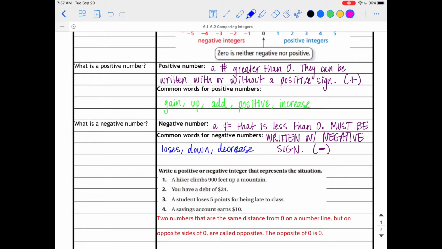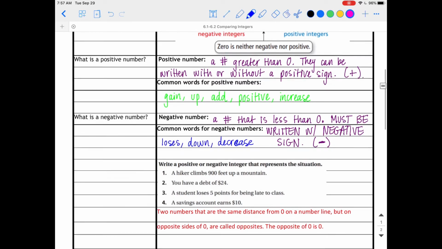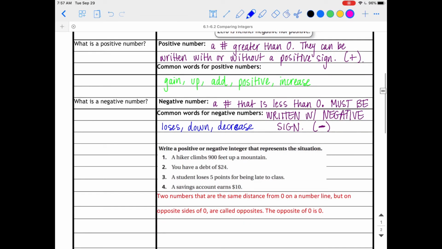All right, so let's go ahead and take a look at these examples right here. We're going to write a positive or a negative integer, and we're going to determine if a positive or a negative integer represents the situation, and then we're going to write one to represent that situation. Okay, so these examples right here below. It says write a positive or negative integer that represents the situation, just how I had stated. All right, so let's go ahead and start off with this.